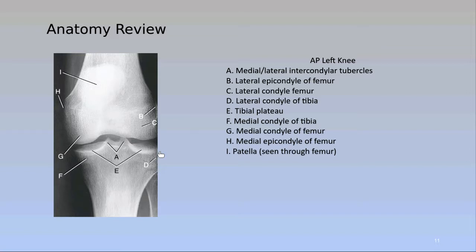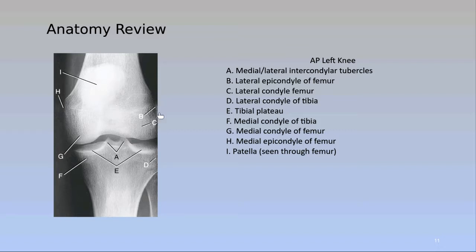It wasn't anything that I actually did when I put it up. It's just how the image was taken or cropped. But letter A right here, you have the medial and lateral intercondylar tubercles. B, which is kind of hard to see because it would be up here, is the lateral epicondyle of the femur. And then C is the lateral condyle of the femur.